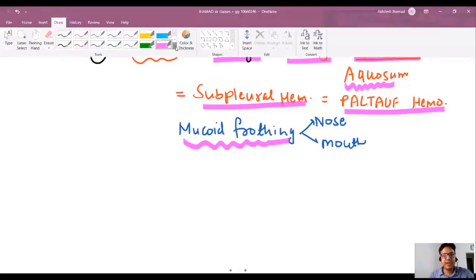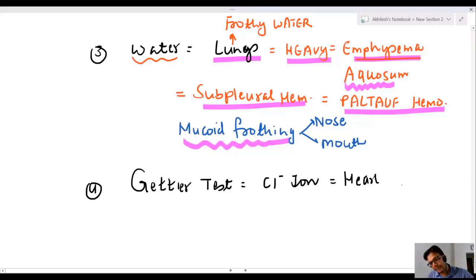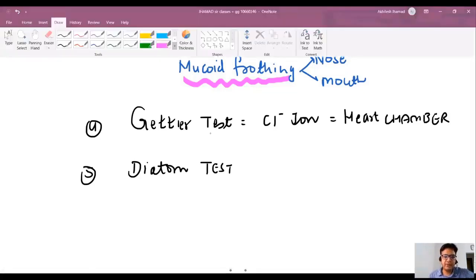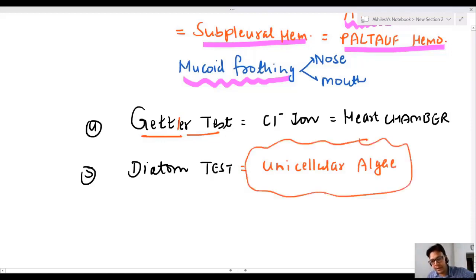Now the fourth finding, Gettler test. Gettler test is chloride ion in the heart chamber. This is also an important finding of antemortem drowning. Then the diatom test. Diatoms are unicellular algae covered by silica.